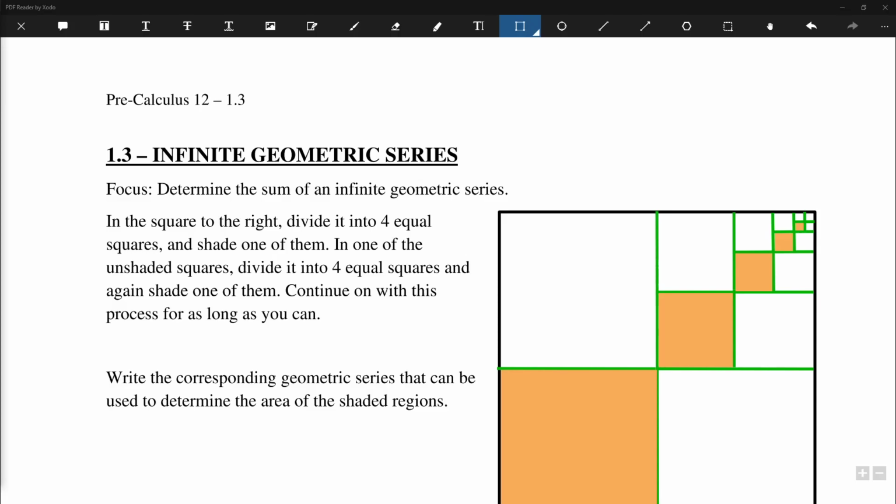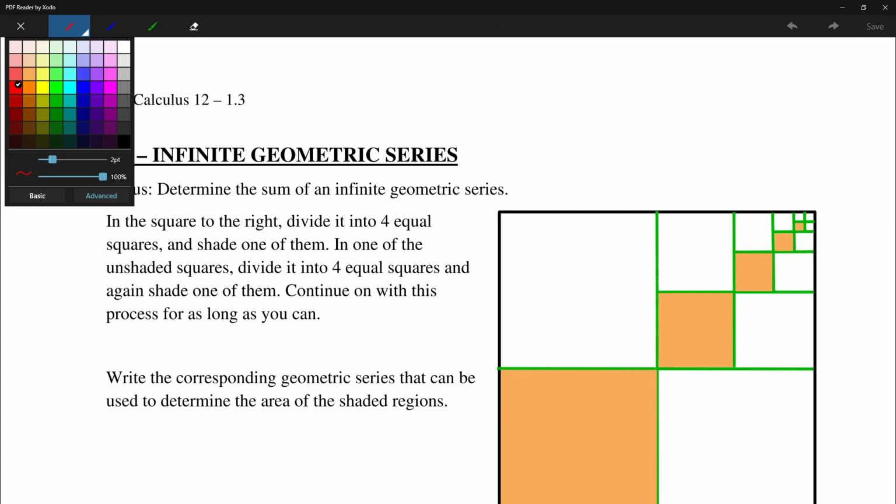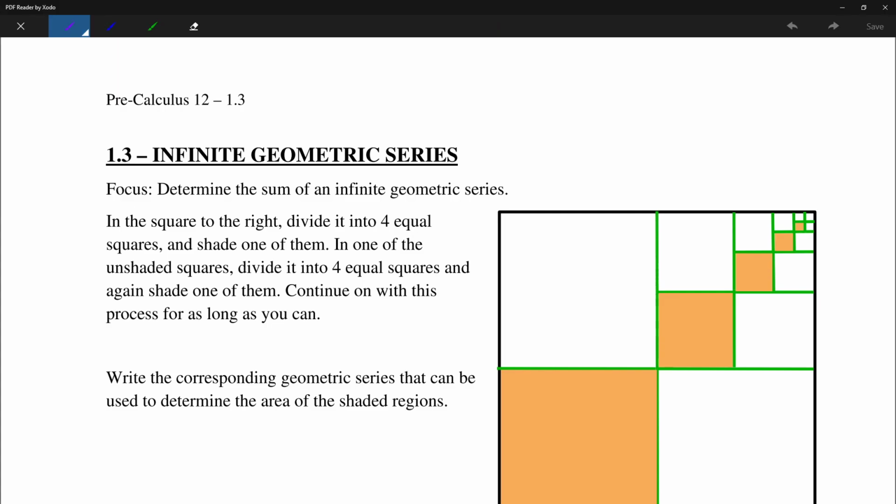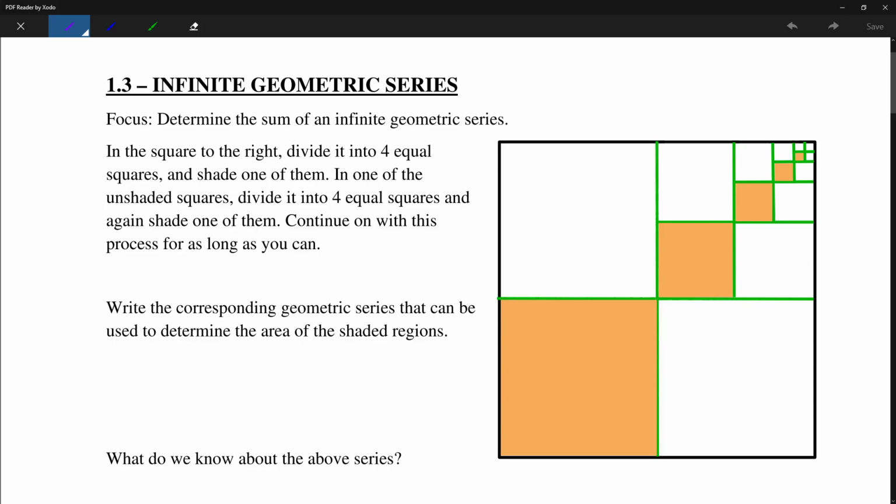Hello everyone, so today we're going to go over section 1.3, Infinite Geometric Series. So we'll begin by looking at an example. You can see on the right here we have a square that has been divided into 4 equal squares, and one of them is shaded, and then we repeated the process for as much as possible. So if the original square had an area of 1, then this first square on the bottom left has an area of 1/4.